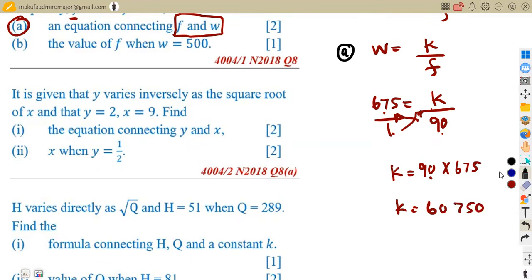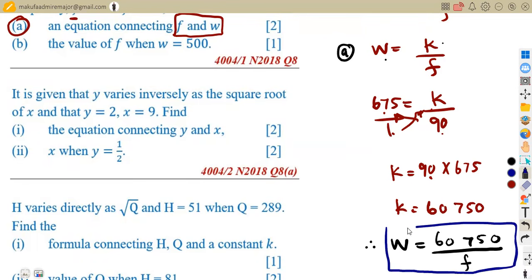So obtaining k is not enough. We have to substitute back the k now. So therefore, our equation is going to be w is equal to k, we have the value of k, 60,750 over f. These are the variables that are going to be changing, w and f, where this is a constant, all right? Then b, the value of f. Find the value of f if w is 500.